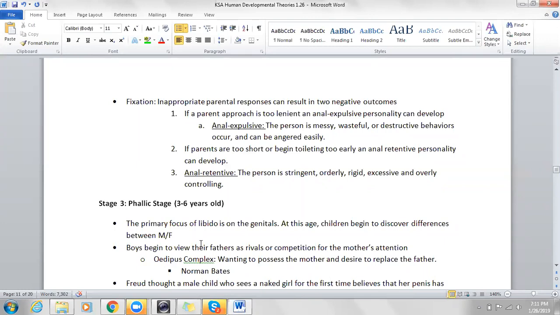However, if the parents are too strict, we can have anal retentive. This means the person is stringent, orderly, rigid, excessive, and overly controlling. You've probably heard the term, this person is super anal about everything. That's just them shortening it rather than saying anal retentive. They're just anal, meaning they're super structured, care about that way too much, and they just get wild.